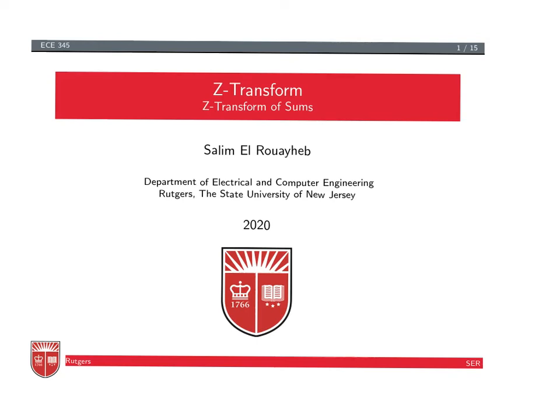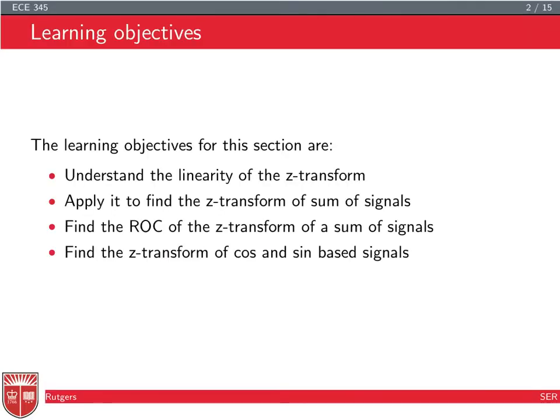In today's lecture, I want to talk about an important property of the Z-transform, which is the linearity of the Z-transform. By now you probably know what it means for a transform, or in general a function, to be linear, but I want to explain this in the context of the Z-transform.